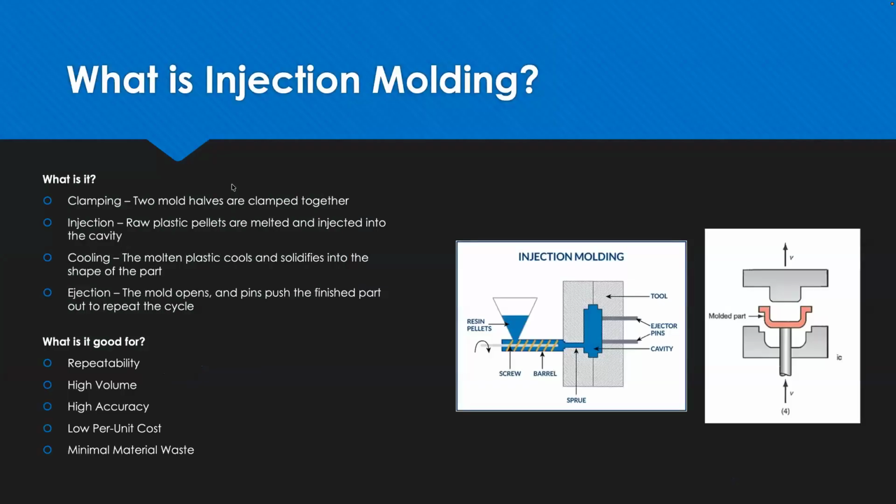So a quick overview on just what is injection molding. For those not familiar, essentially it's a basic overview: you have two halves of mold, a core and a cavity, often steel, but can be aluminum and other things, that you're injecting molten plastic into. The empty space between the two molds, the core and the cavity, becomes your part essentially.